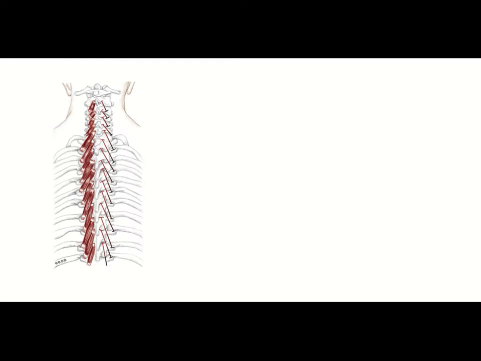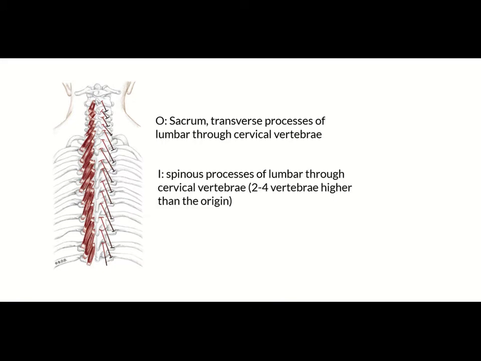The multifidi, or the individual multifidus muscles, are responsible for rotation of the vertebral column as well as extension. The multifidi originate from the sacrum and the transverse processes of the lumbar through the cervical vertebrae, and they insert on the spinous processes of the lumbar through the second cervical vertebrae, and they span anywhere from 2 to 4 vertebrae depending on where they're located. They're innervated by the dorsal primary divisions of the spinal nerves, and again they cause rotation and extension of the spinal column, as well as lateral flexion.